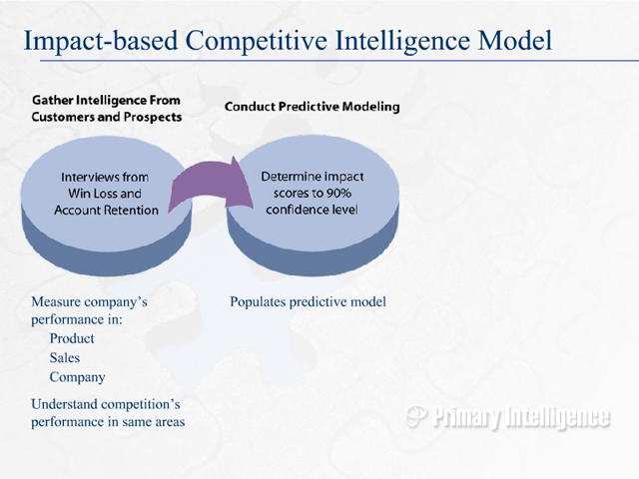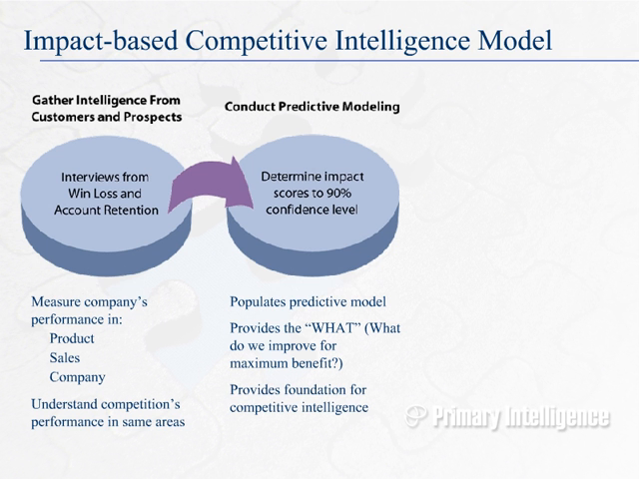The second thing we do is use our predictive modeling to analyze those measurements. It's not just enough to know where you're strong and where you're weak, but we have to find out where does your positive performance correlate with your wins? Where does your negative performance correlate with account defection? How can we identify those areas that are most important? We use the predictive model to figure out what will provide the maximum benefit.